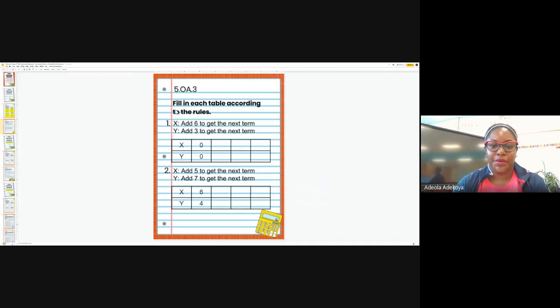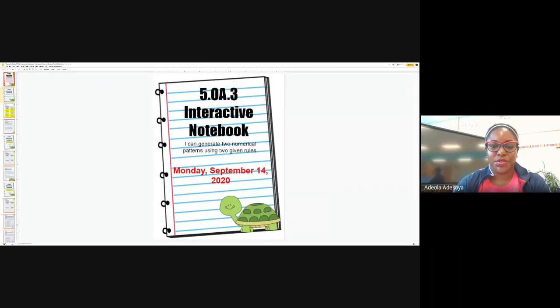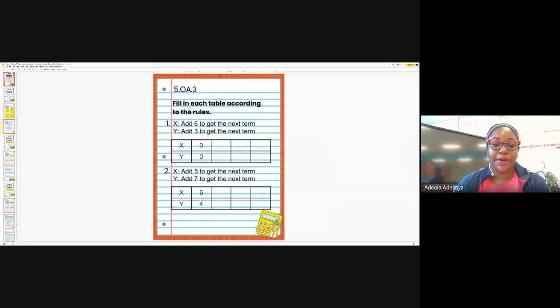All right, so back here, remember that our focus for today is to be able to generate two numerical patterns using a given rule. The direction says, fill in each table according to the rules. So rule 1, x add 6 to the next term, y add 3 to the next term. Here is x starting at 0. What I'm going to keep on doing here is I'm going to add 6. And then 6 plus 6 to my next term would be 12. 12 plus 6 to my next term would be 18.